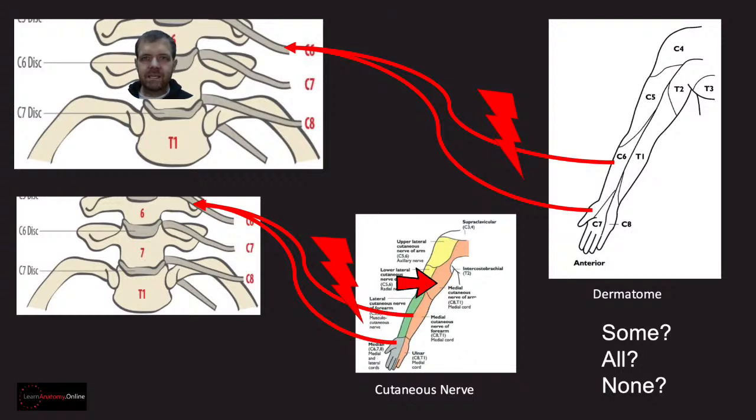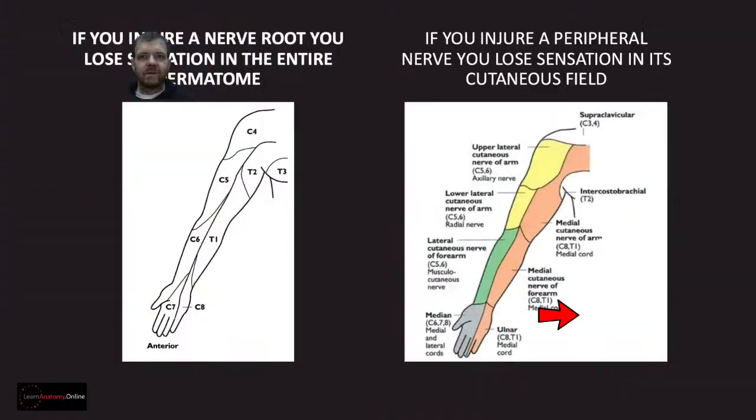So these are cutaneous fields supplied by one peripheral nerve. This is a dermatome, which is supplied by several. Hopefully that makes sense. So if you injure a nerve root, you lose sensation in the entire dermatome. If you injure a peripheral nerve, you lose sensation in just the cutaneous field. So that will help with sensation checks.